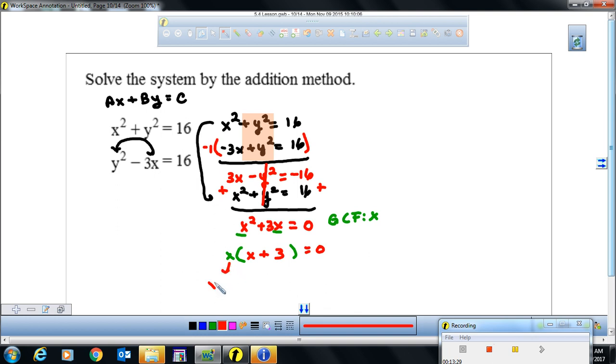Then if I solve for x, x is equal to 0, and for this one, x is equal to negative 3. So those are the values of x for my solutions. x is equal to 0, and x is equal to negative 3. The next thing we're going to do is substitute these two values into one of the two original equations to find the value of y. Both of them are equally difficult, so you can pick whichever one in this case. I'm just going to use the top one, because there's no simpler one.